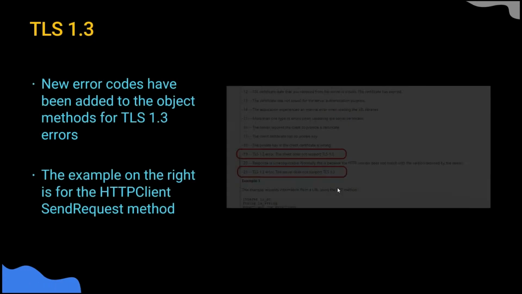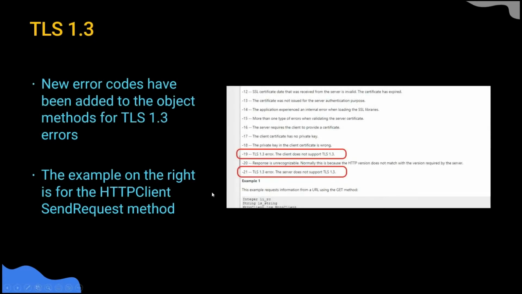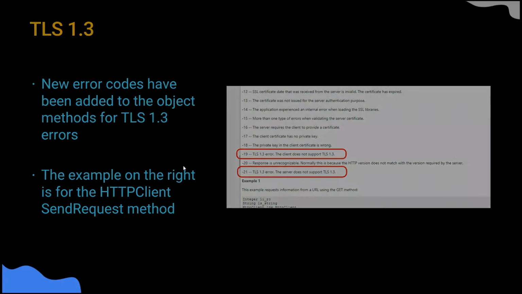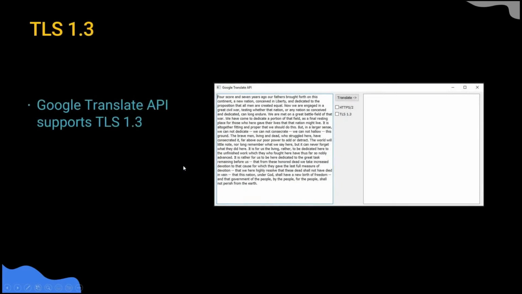And these are the error messages. This is once again for the HTTP client send request method, but the other methods have these additional error messages now. So if the client doesn't support TLS 1.3, you'll get a particular error message back, and if the server doesn't support it, then you'll get a different error message back. Once again, Google Translate not only supports HTTPS 2, but also supports TLS 1.3, and that's what I'm going to use for my demo.